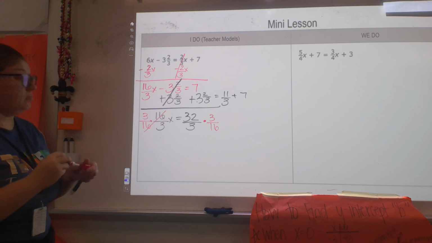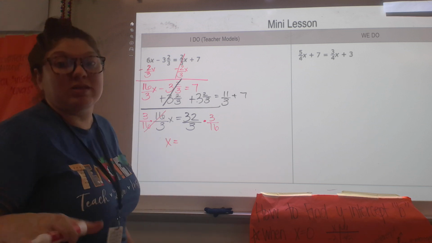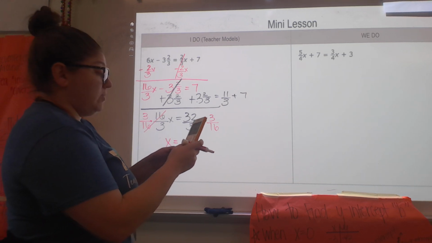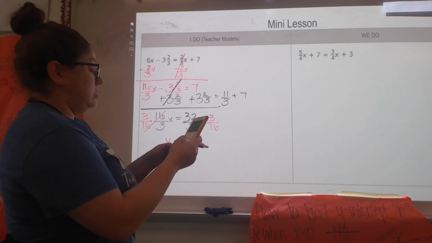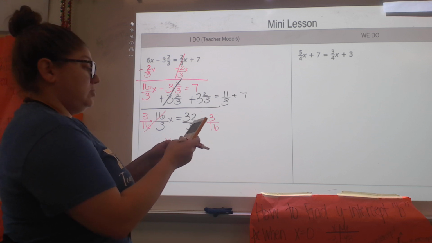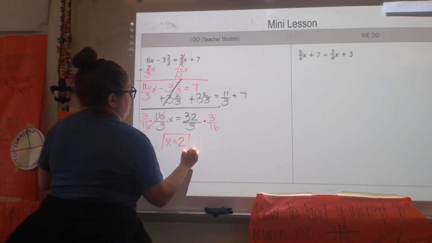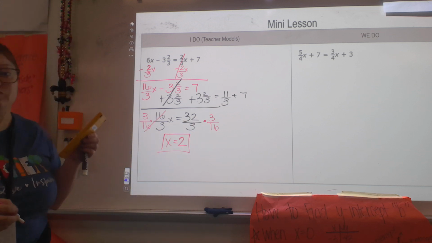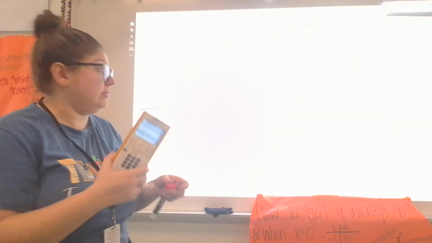Okay? So now I'm left with x equals, and I'm going to put this in my calculator. I have 32 over 3 times 3 over 16. Enter. I get 2. Okay? Again, I'm just using my calculator with this, you guys.